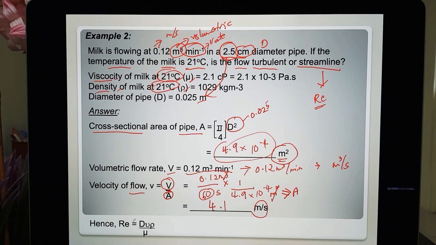Now you need to calculate the value of the Reynolds number. It is the diameter D followed by the velocity of flow V, and then rho followed by mu. If you plug in all the values together with the units, all the units will be cancelled out, because the Reynolds number is dimensionless. So insert all the values: the diameter is 0.025 meter, the velocity of flow is 4.1, times the density 1029 kilogram per meter cubed, over the viscosity, 2.1 times 10 to the power of negative 3.